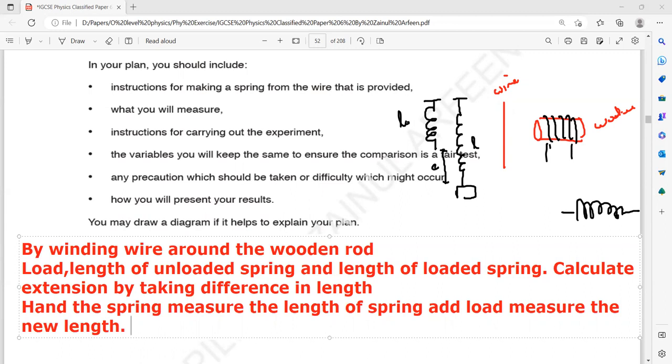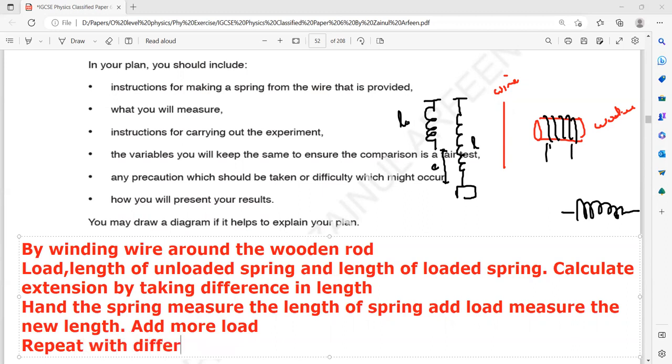Then we will add more load, because we'll add a load and calculate the new length. Then repeat the experiment with different types of wire, or different types of spring, or different materials of a spring.